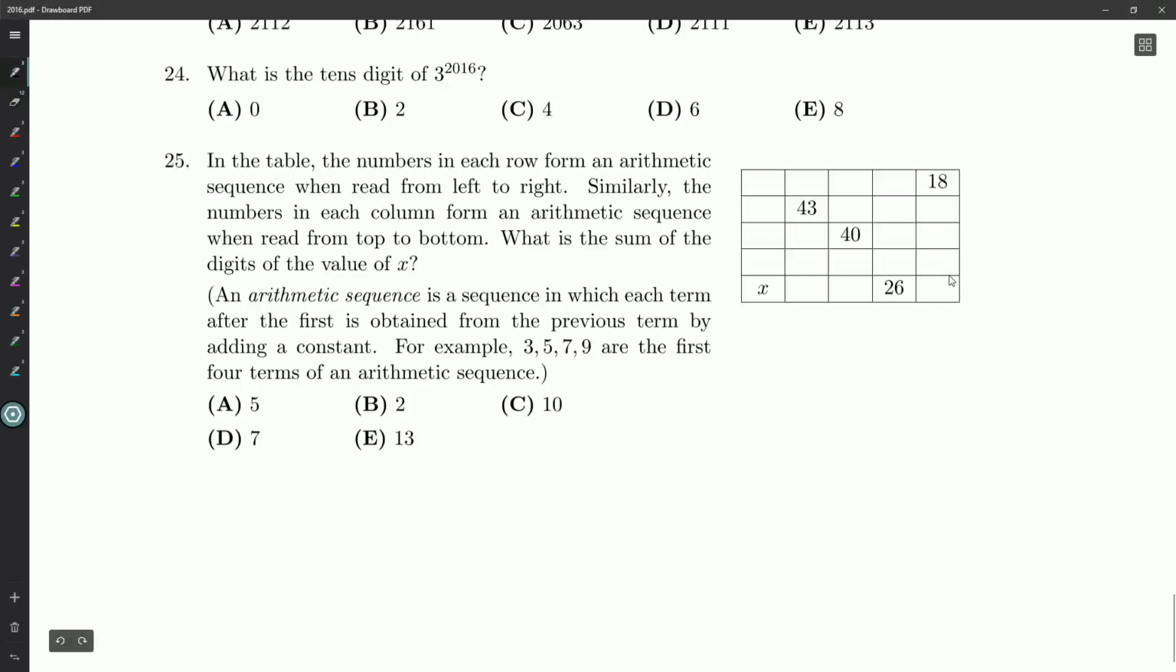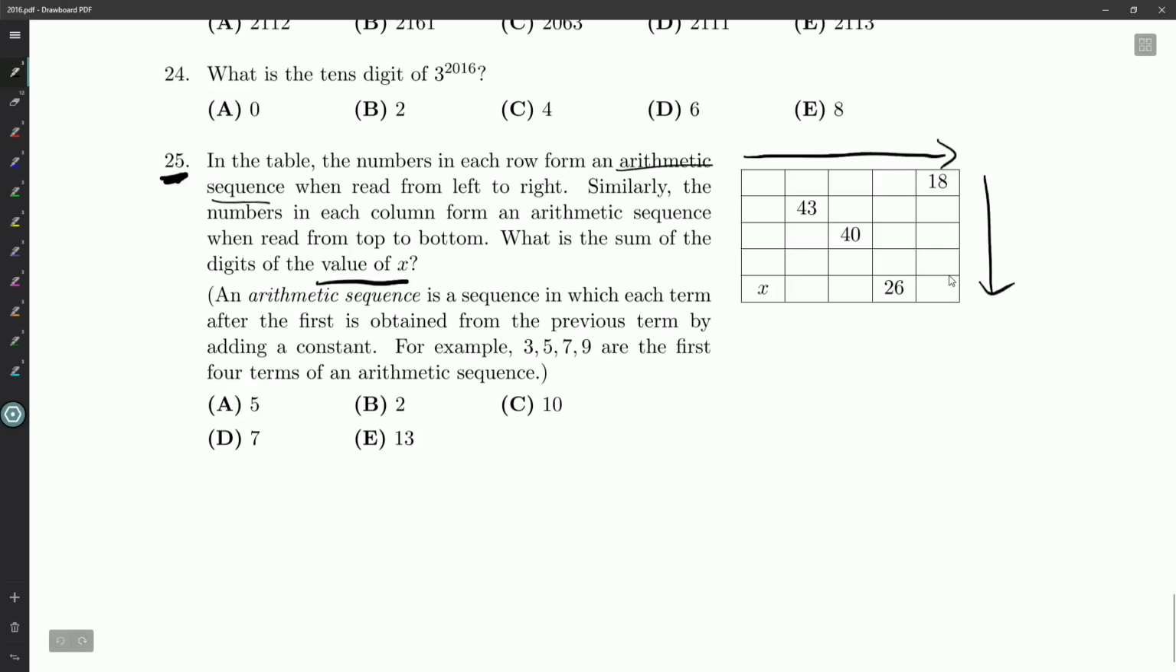Root Beer here, and in this video we're going to finish off our 2016 Grade 8 Gauss paper with question 25. In the table, the numbers in each row form an arithmetic sequence when read from left to right. Similarly, the numbers in each column form an arithmetic sequence when read from top to bottom. What is the sum of the digits of the value of x?